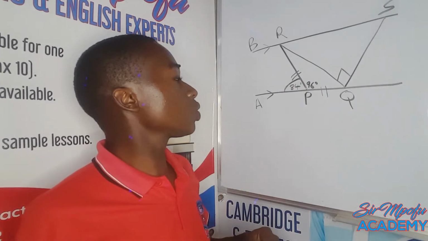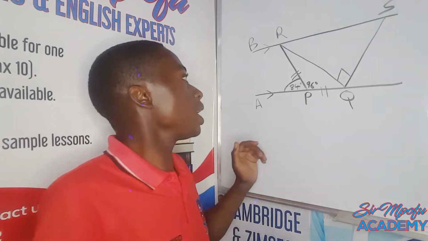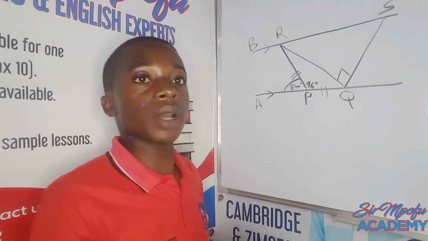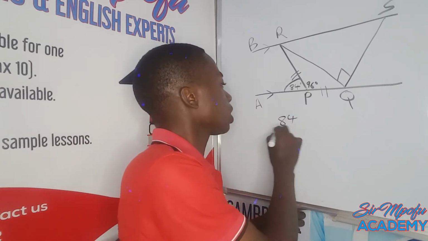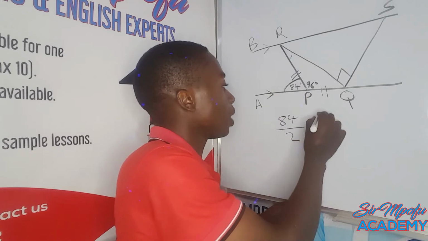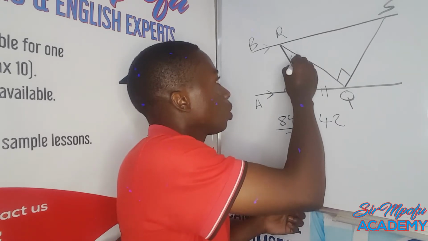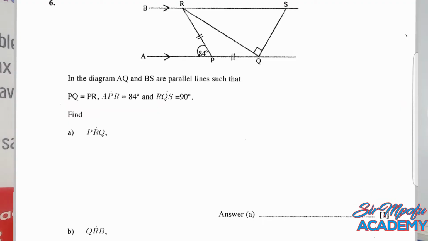We are now going to say 96 from 180, because the sum of the angles of a triangle is 180. 96 from 180 will get 84. And then that 84 we divide by 2 for us to get this angle. If we divide this by 2, we'll get 42. So that's 42 degrees. Our first answer, PRQ is 42 degrees. Then our second question, QRB.